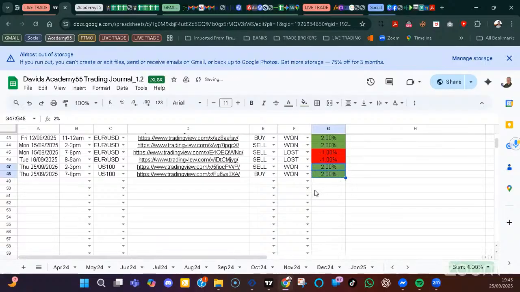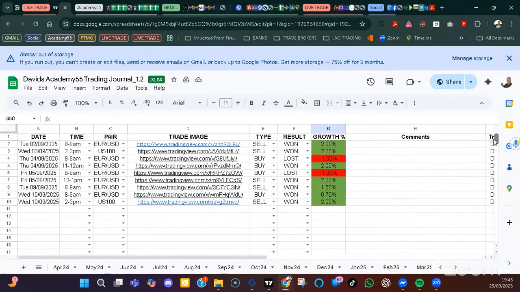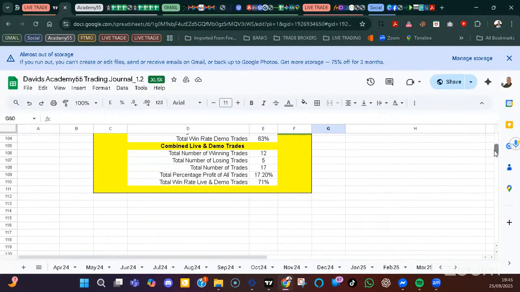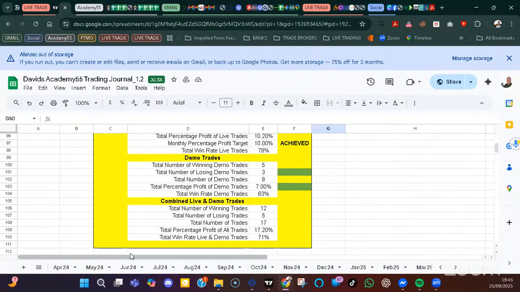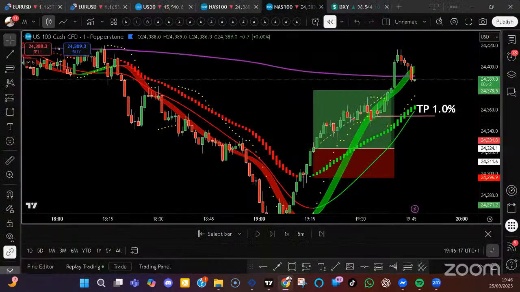These are the demo trades mixed in with the 10% I've already had. I've been away for a week, so I didn't even trade. So at the moment I'm only 3 weeks out of the 4, and on all trades taken, I'm 17.2 up, although I only need 10% achieved. And that gave me a total win rate on live and demo trades of 71%. So that's the journal that everybody can see in the Academy 55.